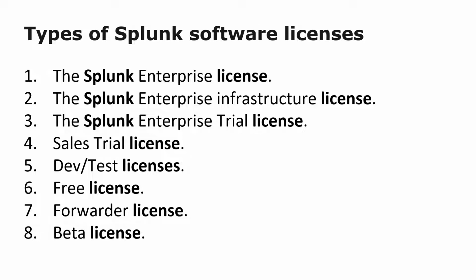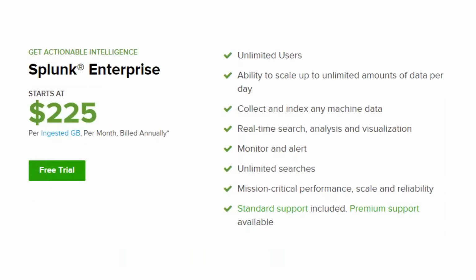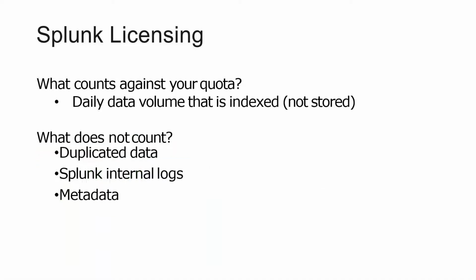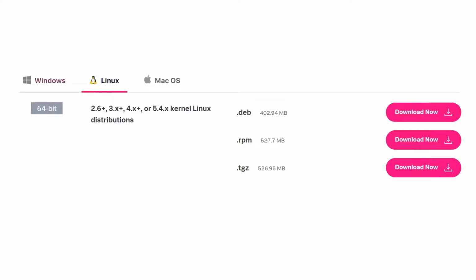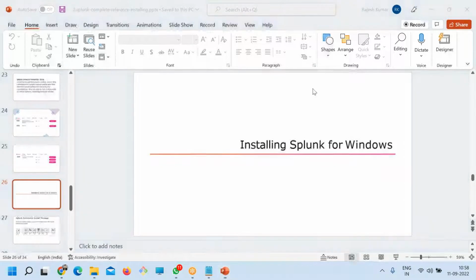Okay, so these are the types of license available. I'll go for the trial license, the enterprise one, which is for 30 days, I guess. For cloud you have a 15 day trial available. You can install it on your box, or you can use the cloud also. Pricing and all. Okay, so let's get started with Splunk.